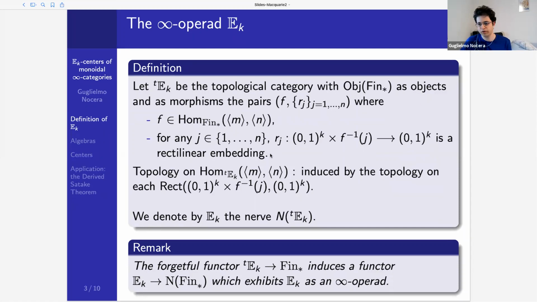Good. And again, for those comfortable with the theory of infinity categories, there is this associated infinity category, which is again the nerve of the topological category TEK. And more than that, EK is what one calls an infinity operad. This notion of infinity operad will not be necessary for our talk. But for those knowing what this is, EK is actually an infinity operad, and TEK is what one calls a topological operad.